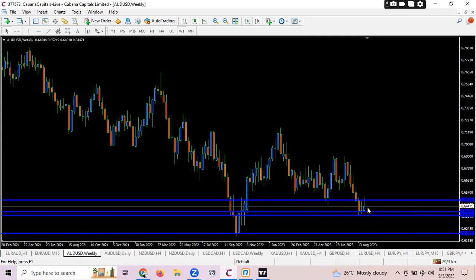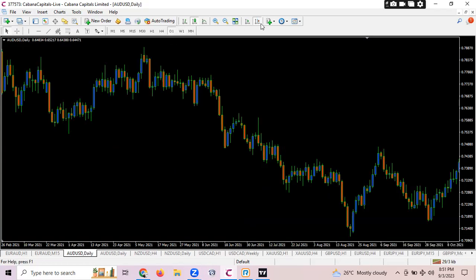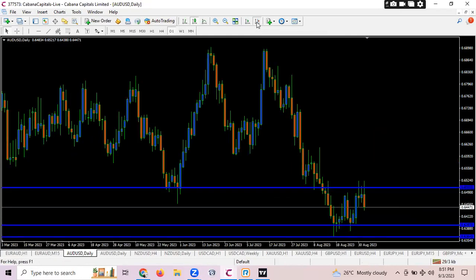Okay, so like I said, if we go by the weekly, Australian dollar USD is bullish. So the question now is, at what price should we get in? At what price should we buy? Okay, so let's go to daily. Now on daily, we need to identify the resistance on daily time frame or 4-hour time frame. If a candle breaks above those resistance levels, that is when we would consider buying Australian dollar USD. So let's see what we have on daily.